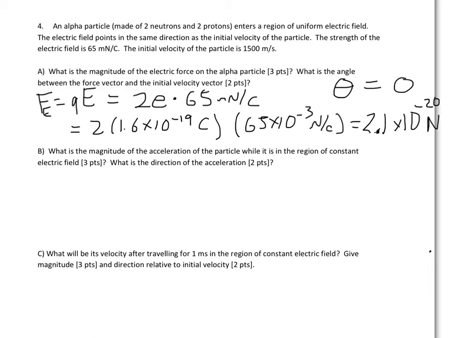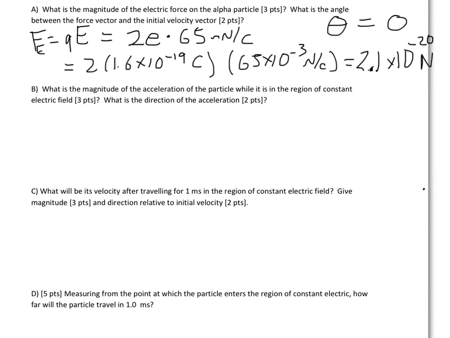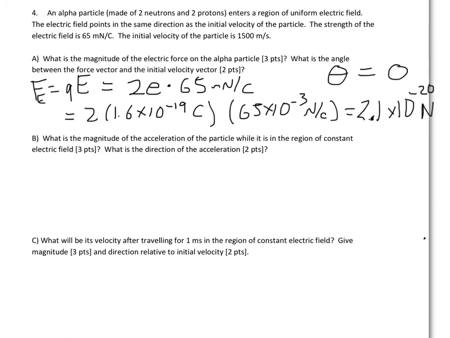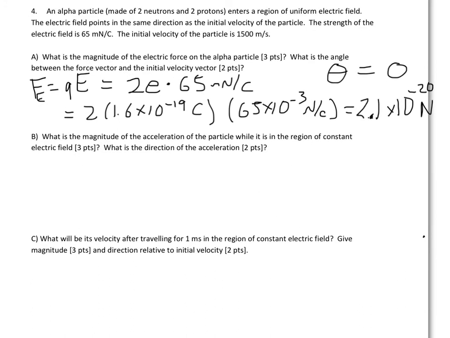Okay, next part. What is the magnitude of the acceleration of the particle while it is in the region of constant electric field? And what's the direction of this acceleration? Now for this, you can just think about it. For the magnitude of the acceleration, we can use the fundamental relation that the force, since this is the only force on the particle, should be the mass of the particle times acceleration. So the acceleration is simply the force divided by the mass.